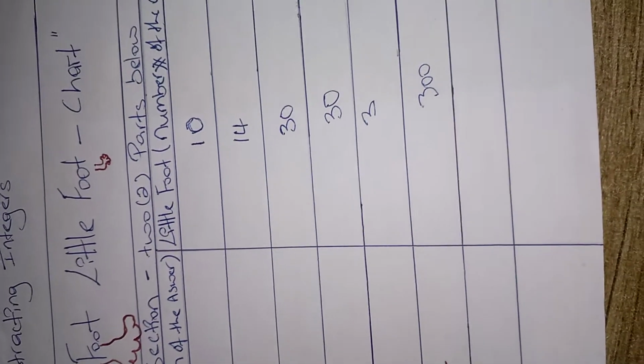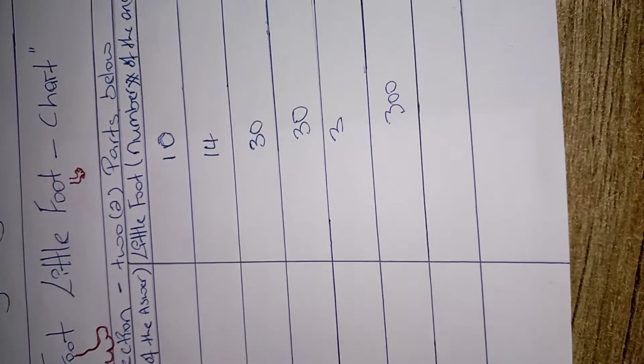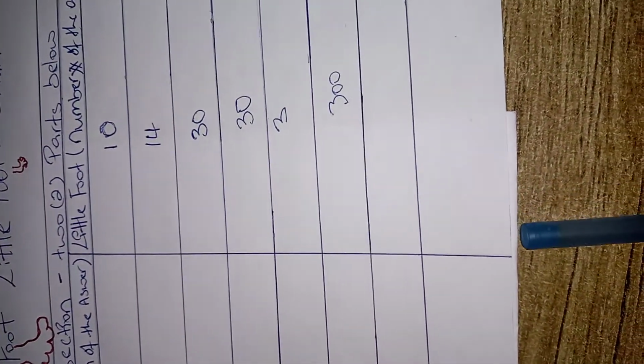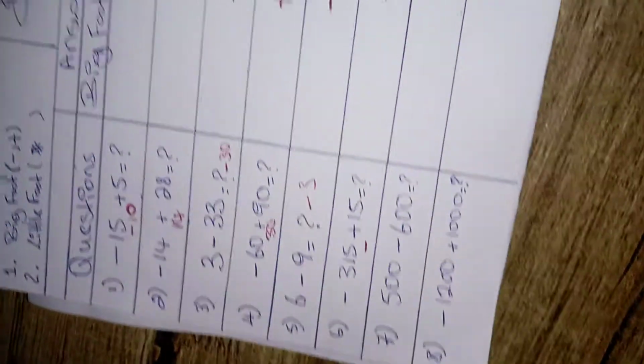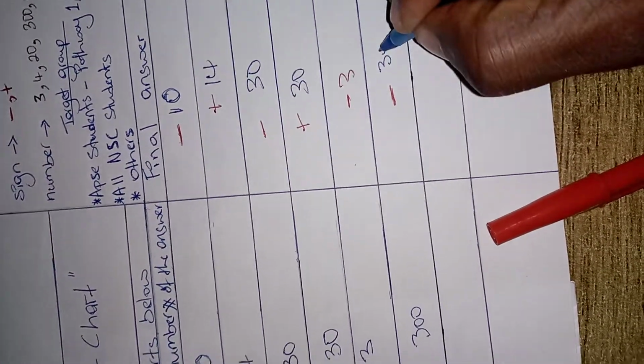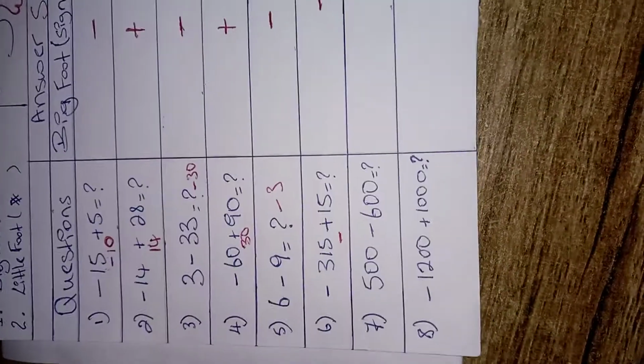300. You have $315 and your friend begs you for $15 to buy a sweetie. How much money will you have left? 300. So the answer will be what? Negative 300. Alright, now look at this one.